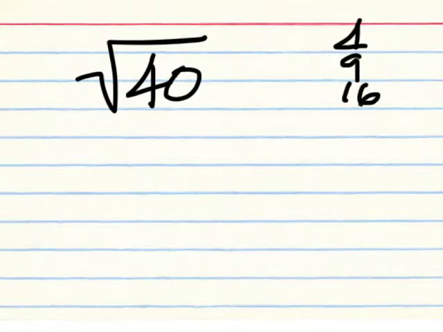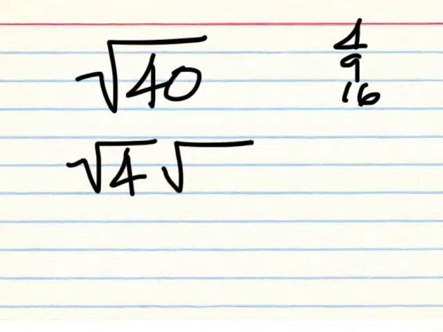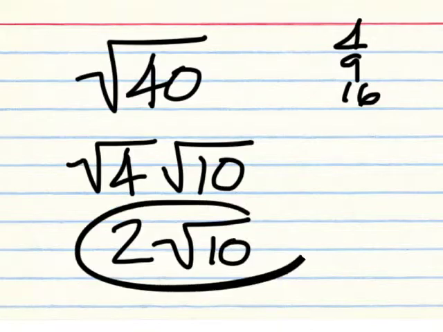Square root of 40. So your perfect squares excluding 1 are 4, 9, 16. But what's half of 40? 20. So we don't have to go any further than 16. It's got to be in here if it is. What's the highest perfect square that goes into 40? 4. So square root of 4 times what? 10. That'll get you back to 40. And the square root of 4 is what? 2 square root of 10 is the final answer.